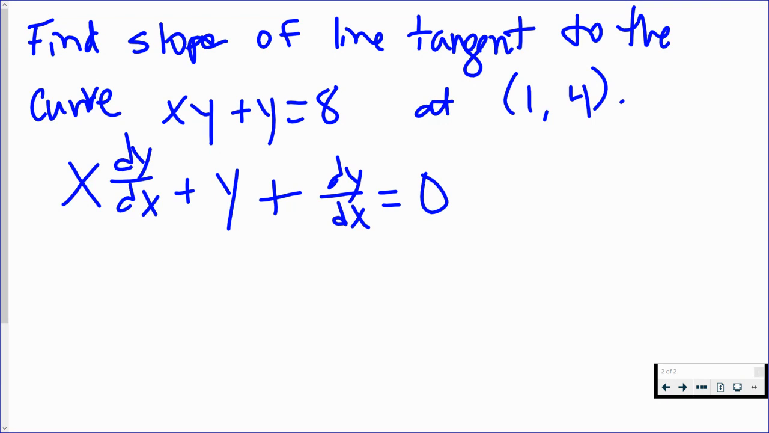Now, instead of trying to simplify this one down, we don't have to simplify it down because we don't care what the actual derivative expression is.